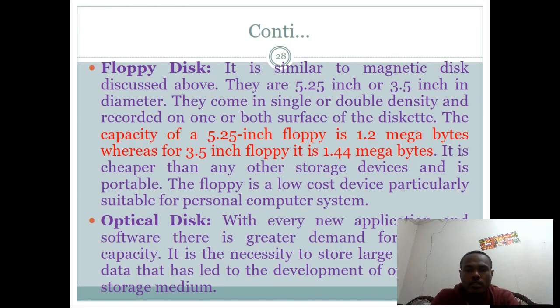A floppy disk is similar to a magnetic disk. It is, however, 5.25 inch or 3.5 inch in diameter. They came in single or double density.